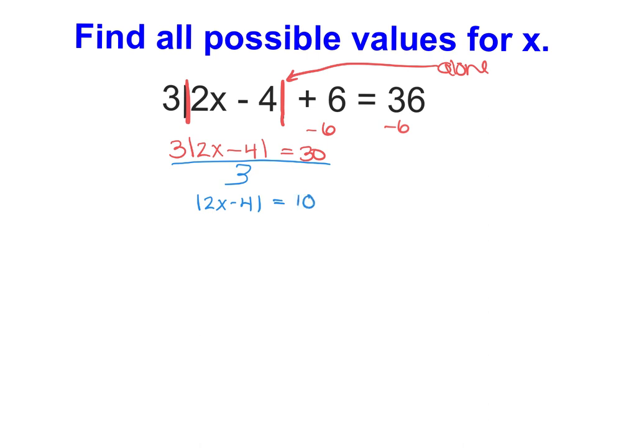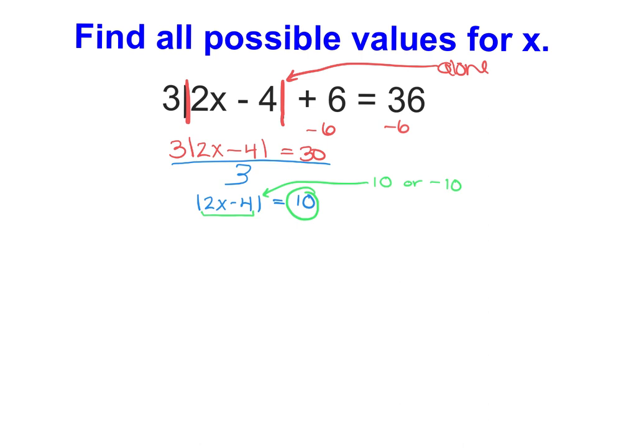So now from here, I can start to think about what the inside of this absolute value will have to equal in order to produce a distance from 0 of 10. And there are two possible values that this inside piece could equal. This inside piece could equal 10, or this inside piece could equal negative 10, because those are the only two numbers that, when they are put inside of an absolute value, have a distance from 0 of exactly 10 units.